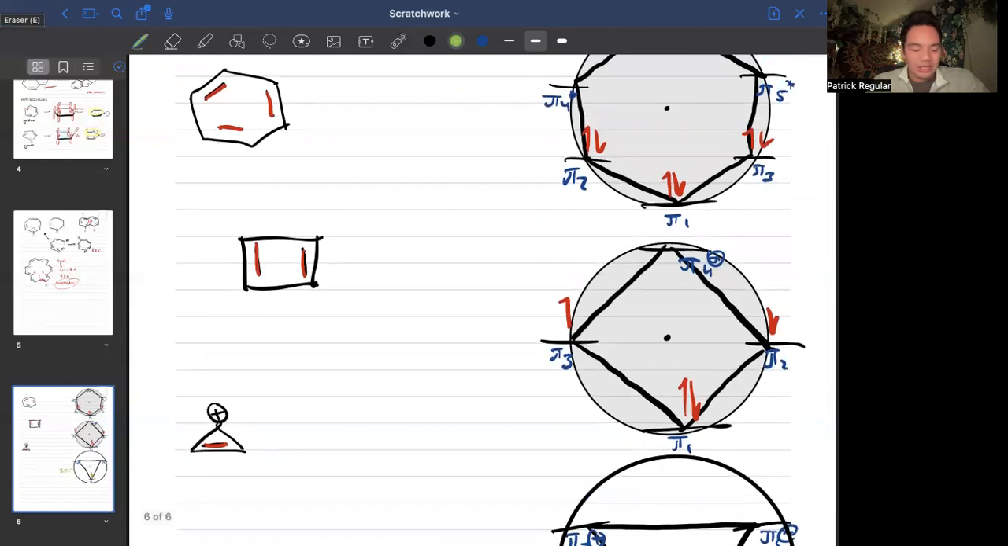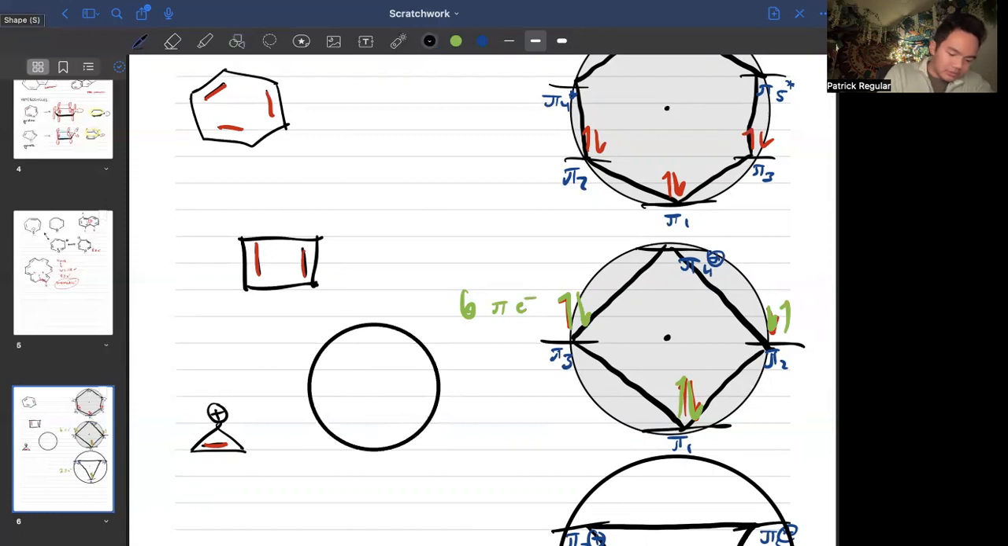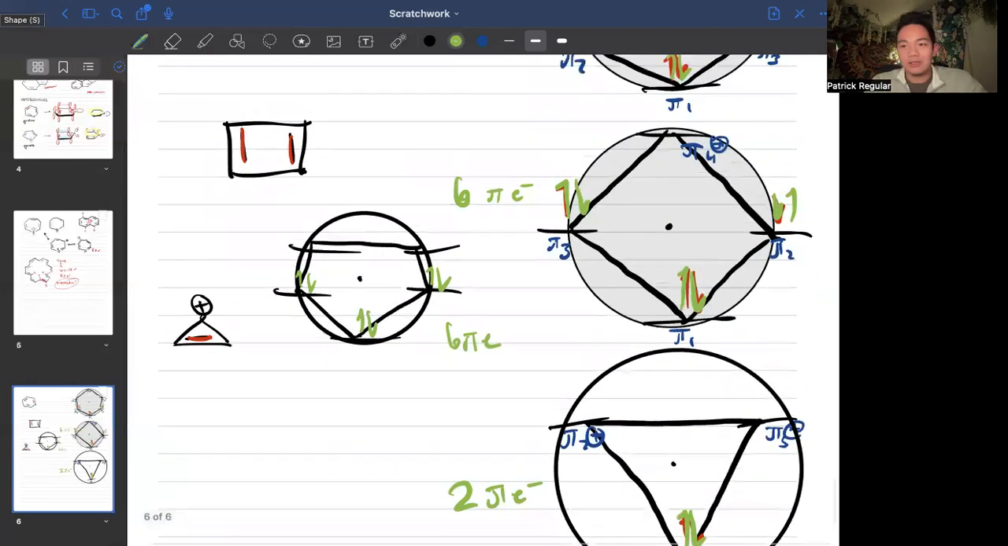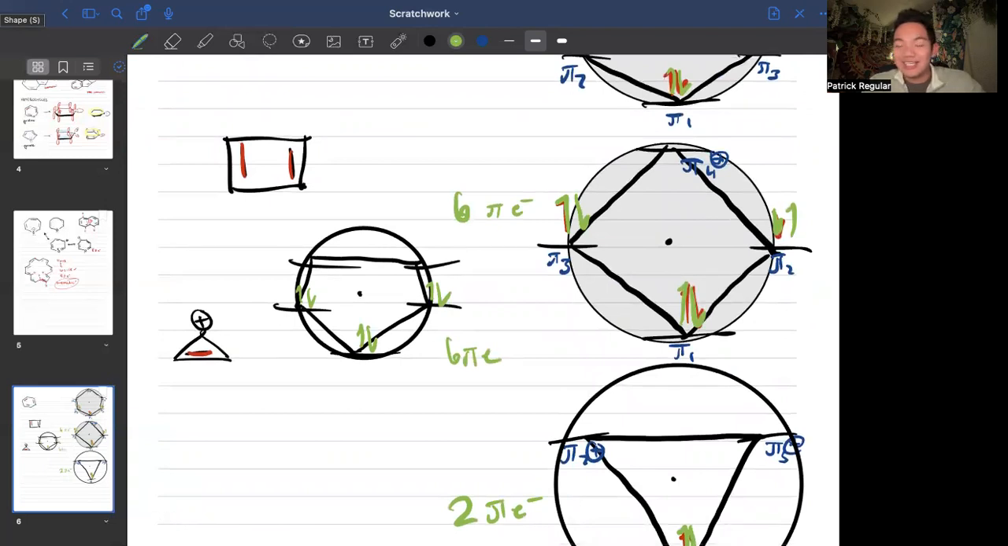Let's bring it up a notch. A square needs 1, 2, 3, 4, 5, 6, so 6 pi electrons. If we were to look at a pentagon, let's not half-ass this, it needs 1, 2, 3, 4, 5, 6, so 6 pi electrons. A hexagon, 1, 2, 3, 4, 5, 6, needs 6 electrons to fill the bonding orbitals. Well, 2 and 6, those look like Huckel numbers. That's crazy, right? Pretty crazy.